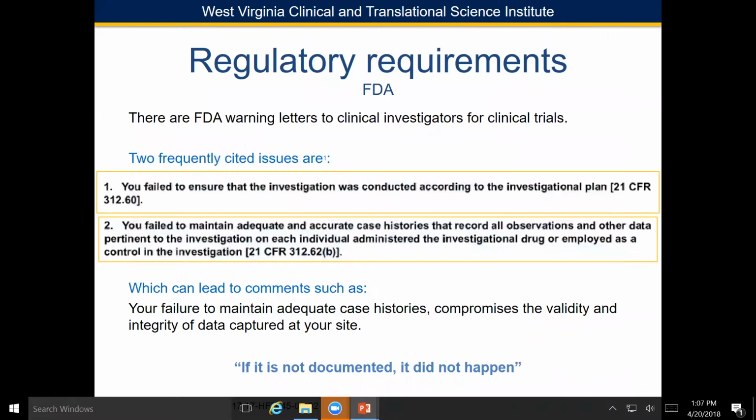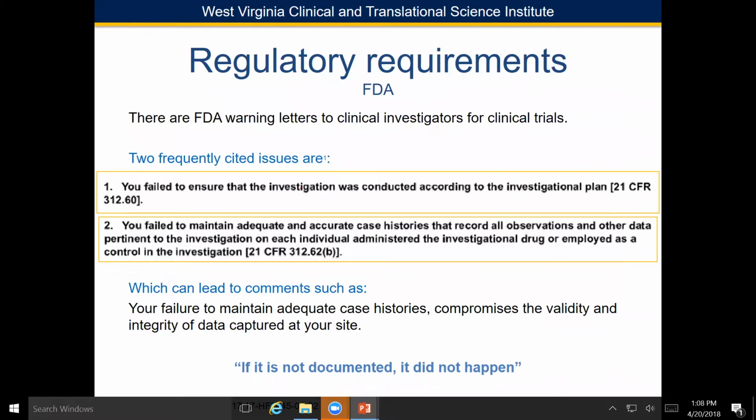This is just to give you an example that there are FDA warning letters that have been issued to clinical investigators for clinical trials. Two frequently cited issues are that you failed to ensure that the investigation was conducted according to the investigational plan, which is the protocol, and also that you failed to maintain adequate and accurate case histories that record all observations and other data pertinent to the investigation on each individual administered the investigational drug or employed as a control in the investigation.